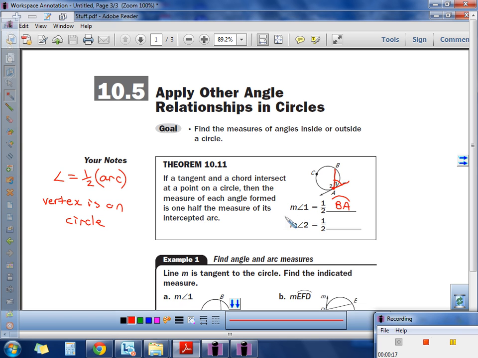Now angle 2 is a really large angle though. Angle 2 is going to intercept over here. So angle 2 goes from here all the way over to this area. So focus maybe on B. It goes from B to C all the way to A. And why do I put BCA? Why do I use 3 letters here? Because that's called a major arc. 3 letters for major arcs, 2 letters for minor arcs. So half of that arc will give me angle 2.